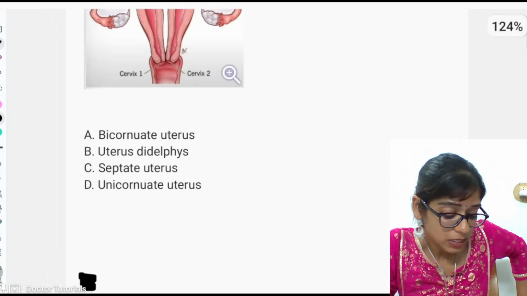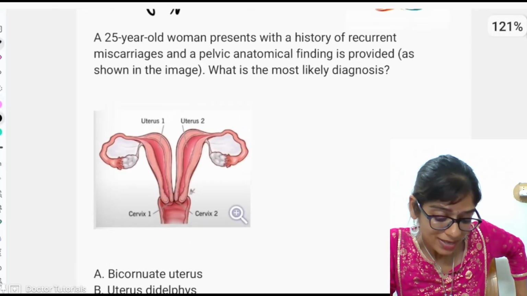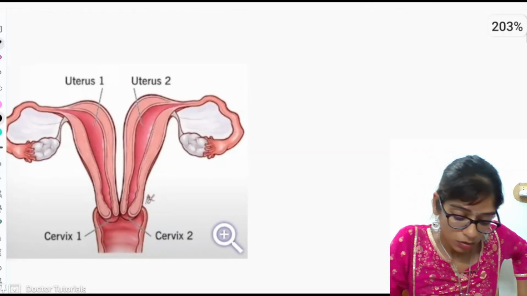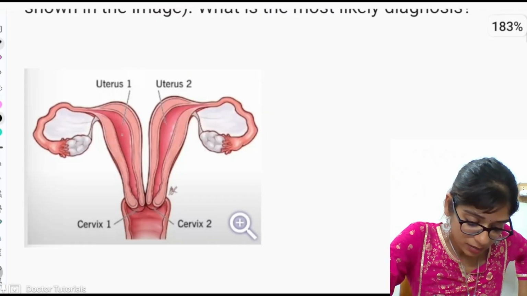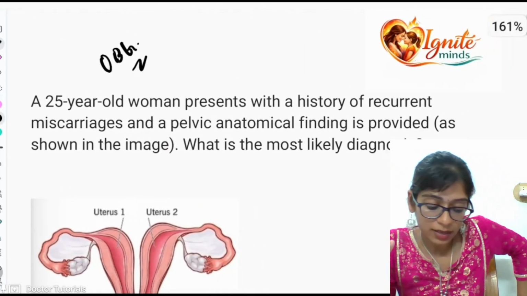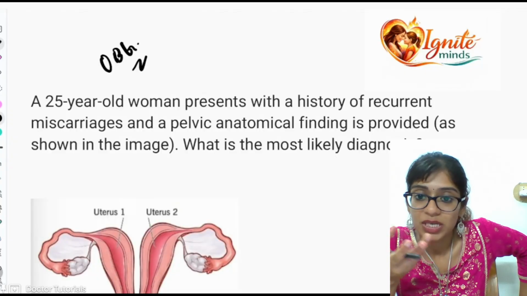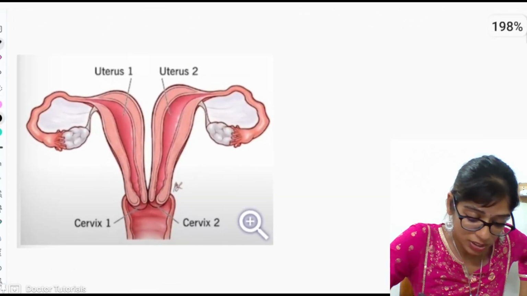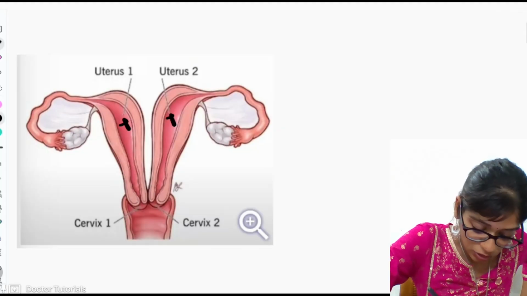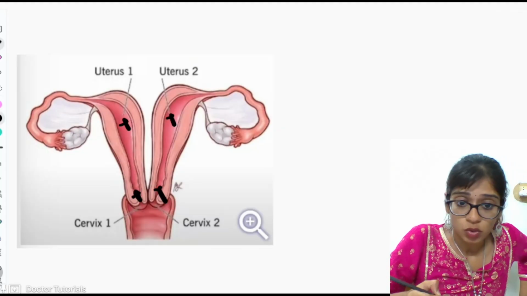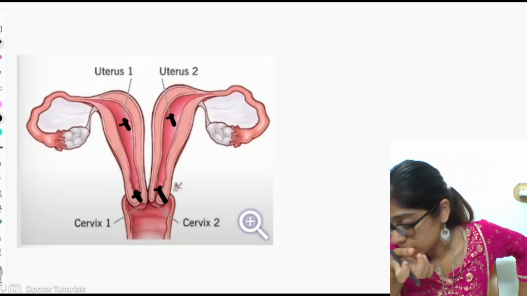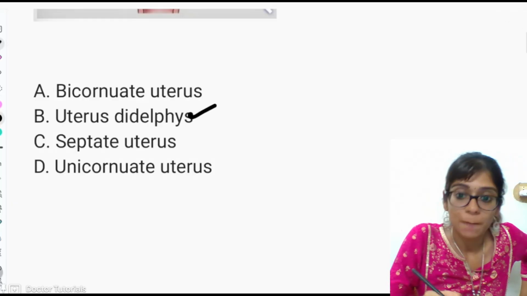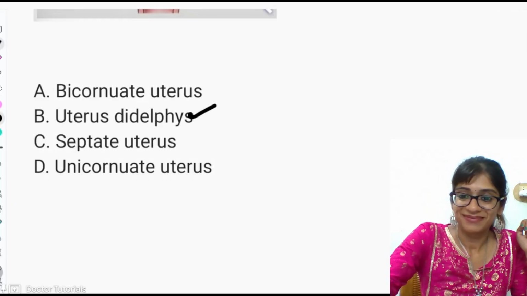I hope the concept is clear, right? Now see the picture and tell me your diagnosis. In this case study they have given us a 25-year-old woman with recurrent miscarriages and a uterine anomaly. Find the diagnosis. You can see two uterine cavities and two cervices, so your answer is uterus didelphys. B is the answer. Okay, bye bye.